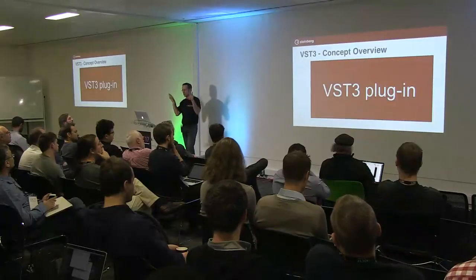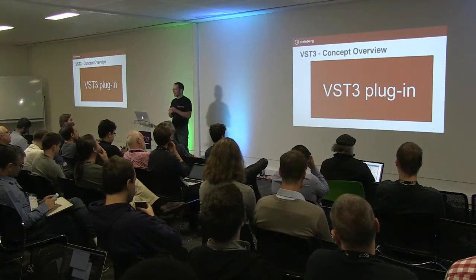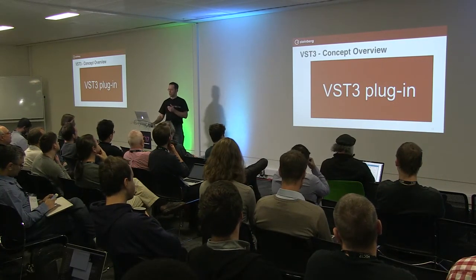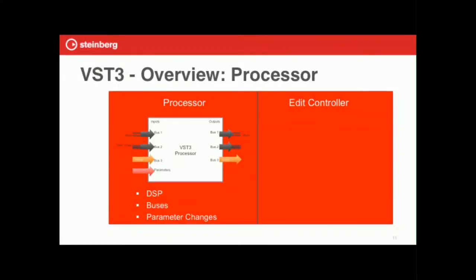Now I will go back a little bit to the VST3 concept overview. A VST3 plugin is defined by two components, a processor component and a controller component. And each of these components has a different job. And it's very important to have this concept of separation. The main component is the processor. This is the component which is doing the work, the DSP processing itself. It's like a black box for the host.